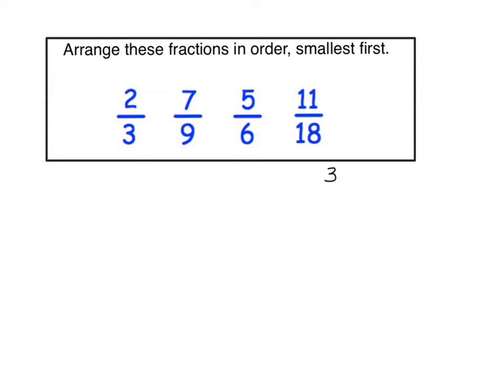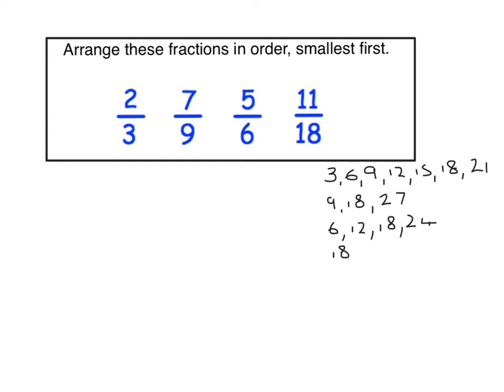So I've got 3, 6, 9, 12, 15, 18, 21. I'm going to stop there for the 3's. 9, 18, 27. I'm going to stop there for the 9's. And then 6, 12, 18, 24. I'll stop there for the 6's. And 18. I'm going to stop there, and I'm stopping there because I can see that there's an 18 in all of their times tables. It's called the lowest common multiple.